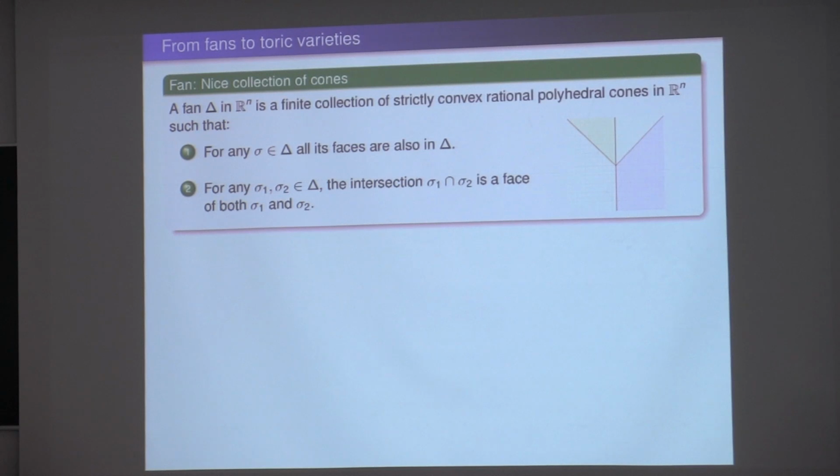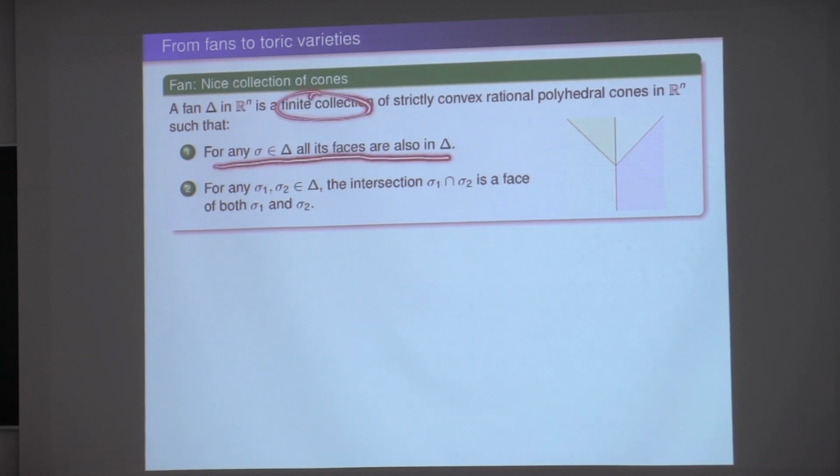What do we mean by that? If you take a face of any of them, which again is defined as you have some half space, such that your cone is on one side, and then the intersection with that boundary is precisely the face. That's how we define a face of a cone. Then it is closed under taking faces.